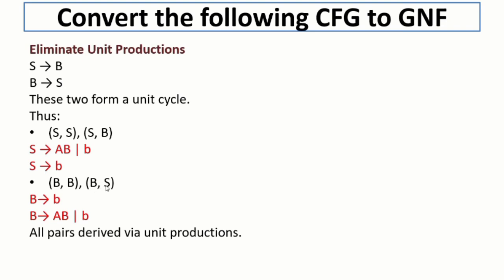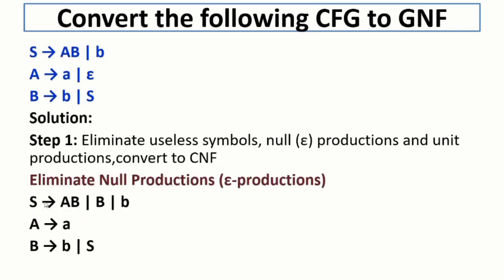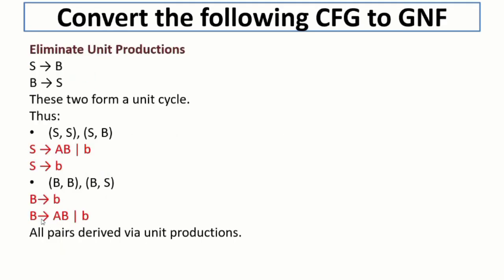Last pair B, S. In the left hand side write non-terminal symbol capital B tends to. Then we have to write the S production. S tends to A B or terminal symbol b. Leave unit production. Then write B tends to A B or small b.